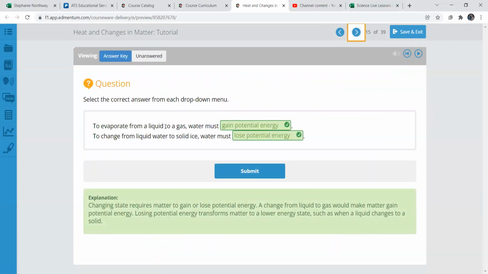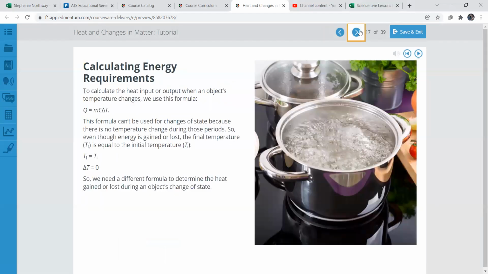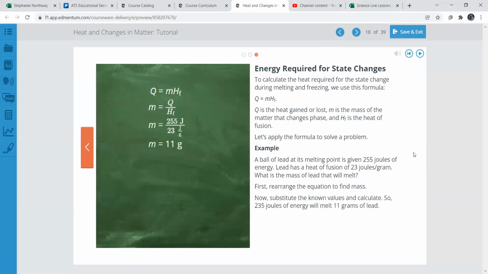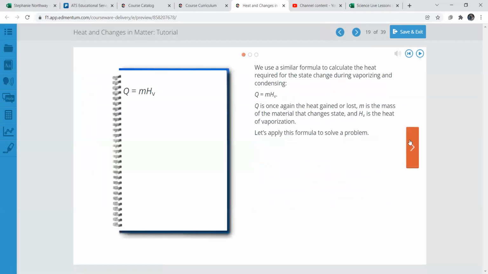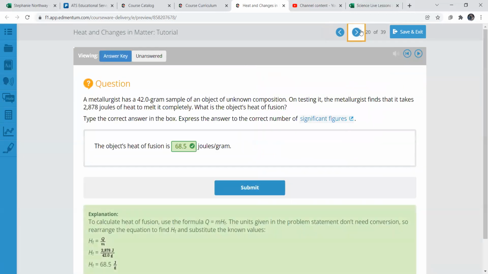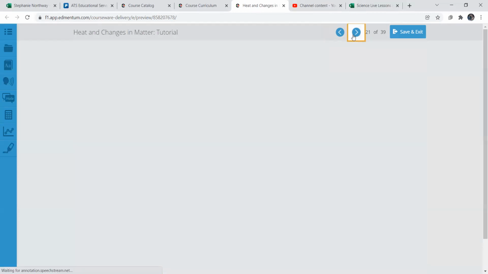All right, so to evaporate from a liquid to a gas, water must gain potential energy. To change from liquid water to solid ice, water must lose potential energy. Okay, so this just gives you a couple examples, a couple equations solving the problem. You'll see joules a lot again. Significant figures, again, go back to that significant figure mini lesson I did. It'll explain it to you in a little bit more detail.